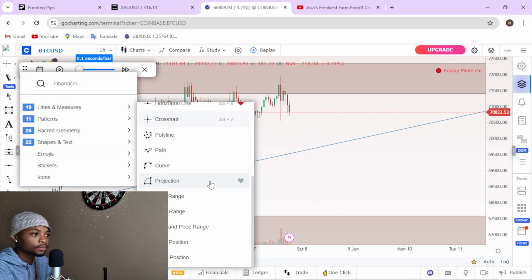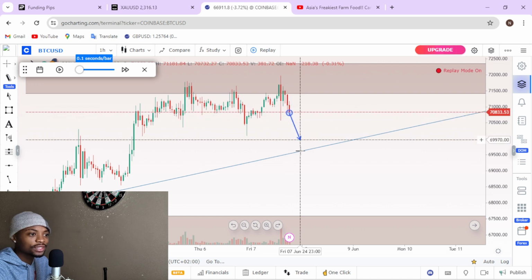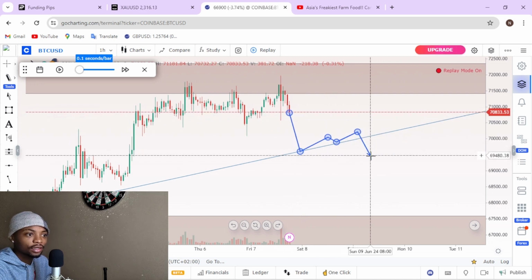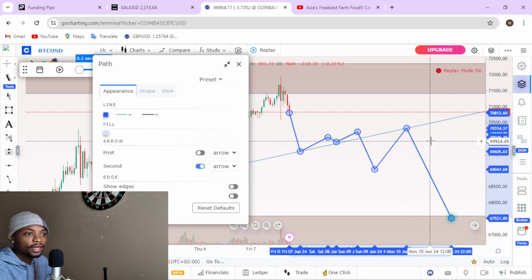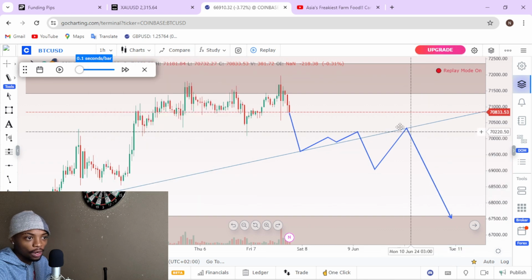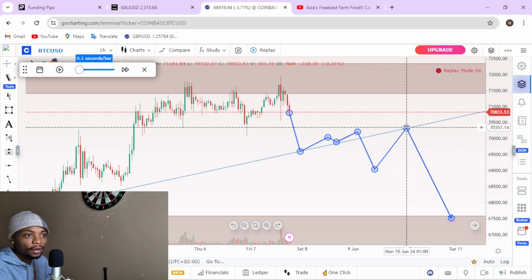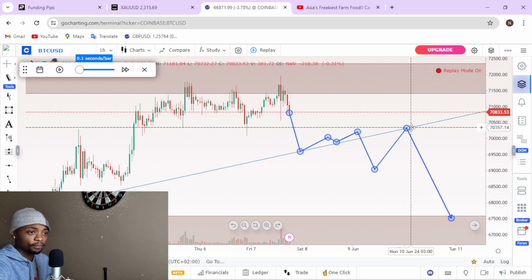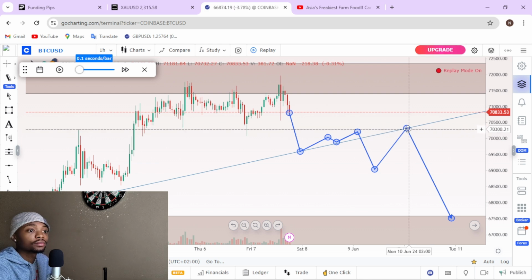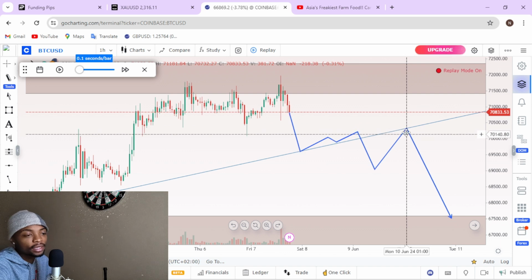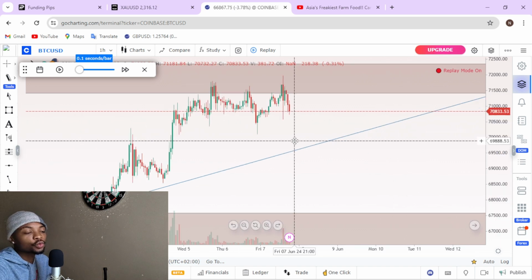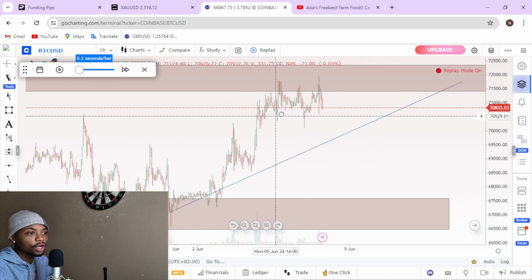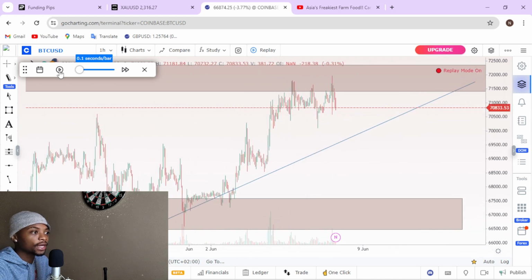I wanted price to do something like this. And then ideally this is where I would enter my position, right? When we get to here, when we retest this trend line and have ourselves a strong bearish candle, right? So this is where I would enter my position. So yeah, this was my analysis on this market, and let's see how it played out.